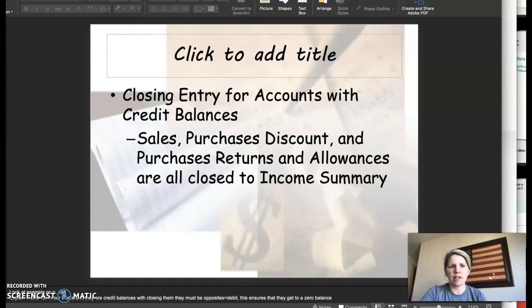Okay, so then looking here at doing our closing entries for things that have credit balances. Sorry, there's a bug here on my computer. Okay, so credit balances are going to be our sales, purchase discount, purchase returns and allowances. These are all closed into income summary. So remember, we list our debits first. So all of those things would be debits, right? Because we want to get them to 0. And then we would add them up and have our amount that we're going to put in the income summary credit for that one closing entry.